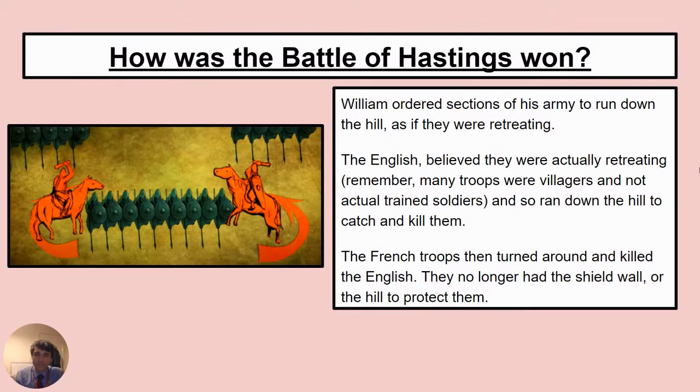William realised this was a tactic that could help him to win. He ordered sections of his army to run up the hill towards the English, and then run down the hill as if they were retreating. The English believed that they were actually retreating. And remember, many of these troops were villagers. They weren't actually trained soldiers. They did not understand the importance of staying on top of the hill at all times and that shield wall. They were consumed with belief that they were winning this war, that the French were actually retreating. And this meant they ran down the hill to catch and kill them. The French troops at the bottom of the hill turned around and killed the English. These English troops that ran down the hill no longer had the hill to protect them or the shield wall.